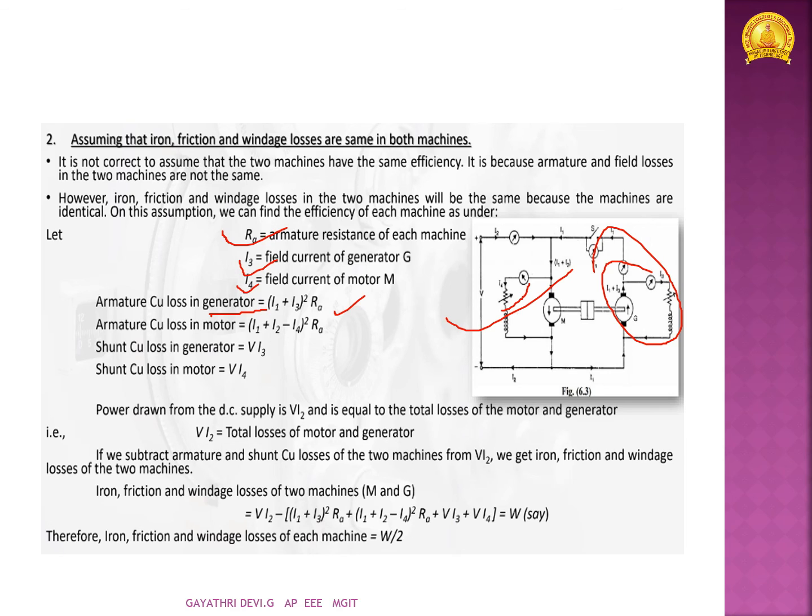Thus we will get a loss that we name as W. Therefore, the iron and friction windage losses of each machine is W by 2. W is the total loss, that means for both motor and generator, the total loss is W. We have to consider the machines separately. For that, the iron, friction and windage losses of each machine is represented as W by 2.